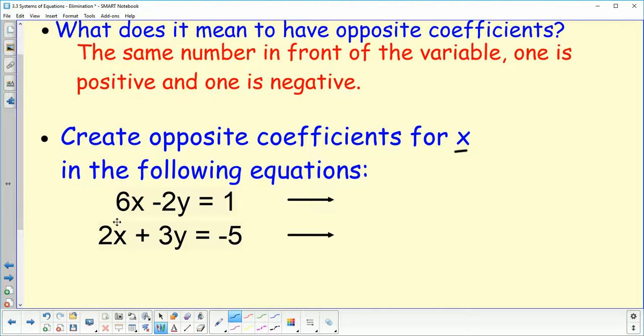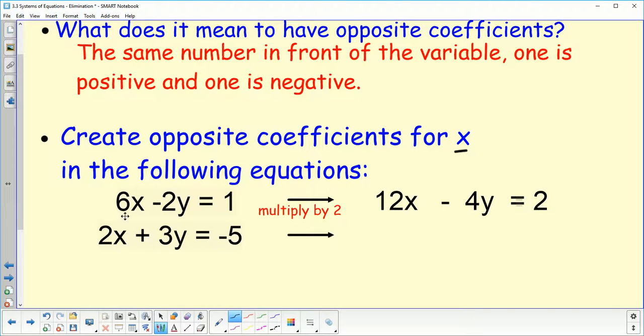An easy one to do here, we can just multiply this second one by 3, but a surefire way is to take whatever the coefficient is of the other equation and multiply that equation by that number. So what do I mean by that? We can take this first equation and multiply it by the coefficient of the second equation. So I'm going to multiply that by 2. And when I multiply this first equation by 2, I have to do each piece. So it's like distribution, which means 6x times 2, negative 2y times 2, and also the 1 times 2, which would give me 12x minus 4y equals 2.